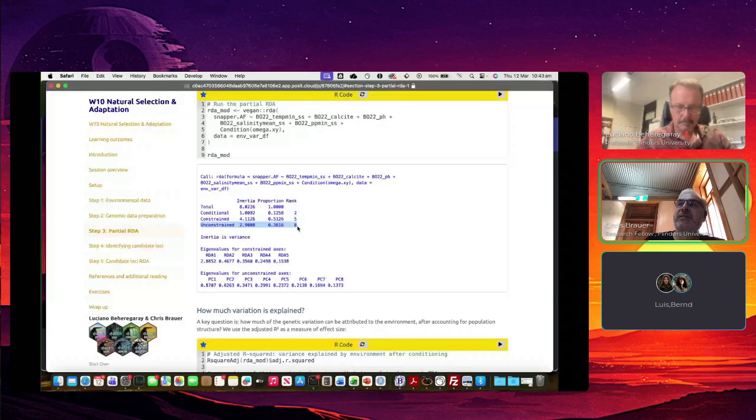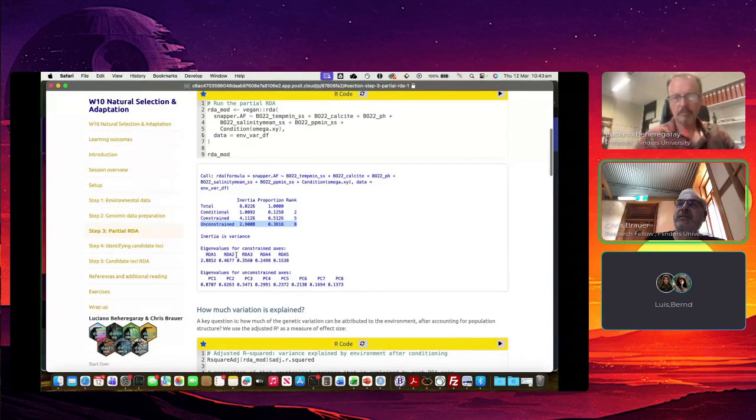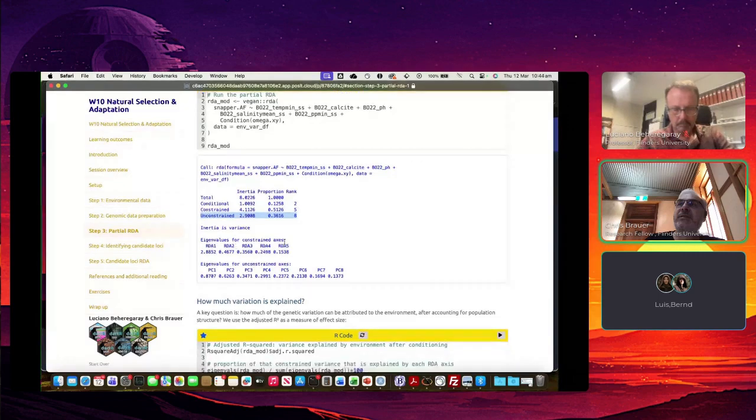And then you have a whole pile of variation that isn't captured by either of those two things in your model. So this is the remaining variance that isn't explained by any of your other environmental variables or your neutral population structure. And then it gives you some other information about the amount of variance that's explained on each one of those constrained axes, so the part of the model that's related to the environment. And then the PC axes here are the amount of variance associated with the remaining variation.